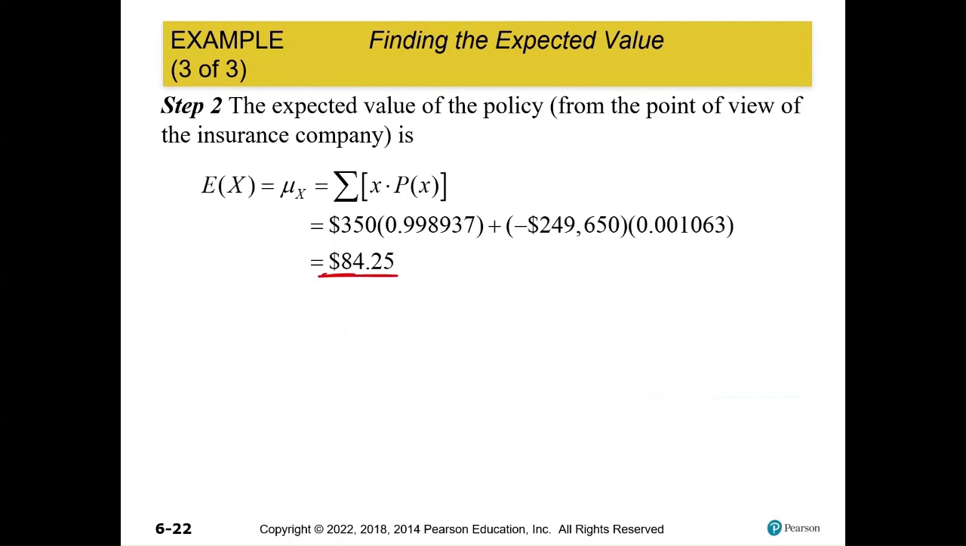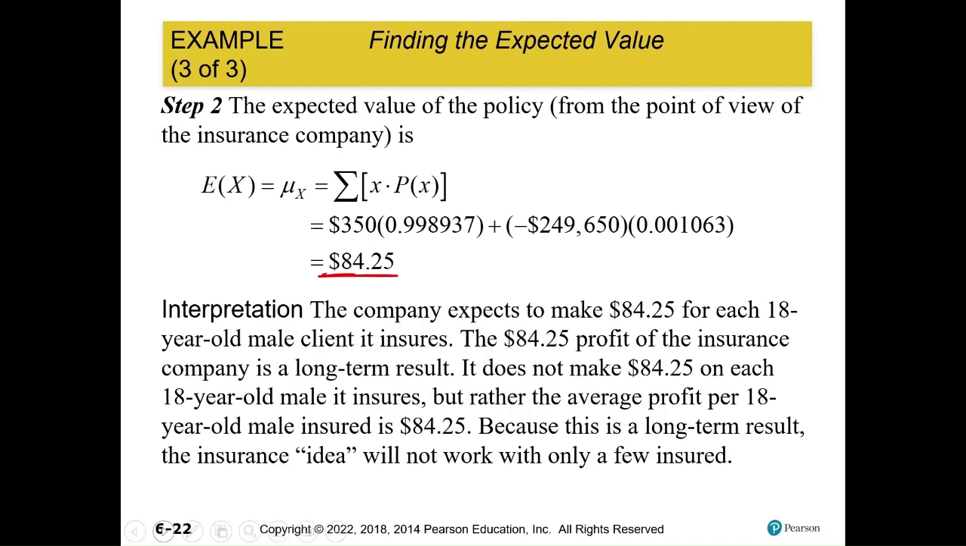And on a 1-year policy, if you pay that $350 and you don't die, the $350 is gone. Your benefits are done because you had a 1-year term. So like I said, the company expects to make $84.25 for each 18-year-old male client that it would insure. That profit is a long-term result. It is not going to make that amount on every individual, okay? It's what happens when you take all of your 18-year-olds and combine them together.